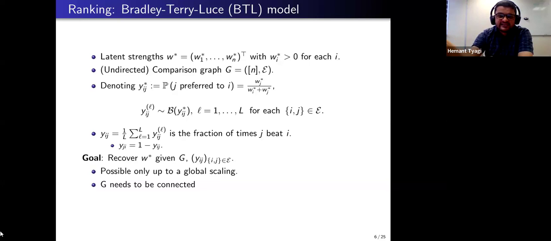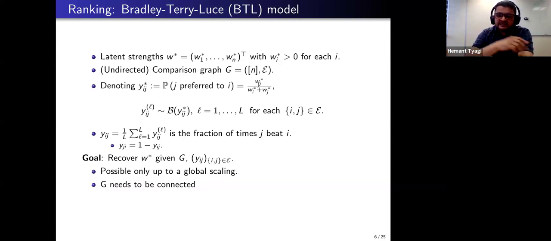Now, here are a couple of sanity checks, which you can see from here. You can only recover W star up to a global positive scaling, right? Because if you multiply W star by some scalar alpha, the probabilities are unchanged. So these Yij stars are unchanged. So it's only well defined up to a global scaling.